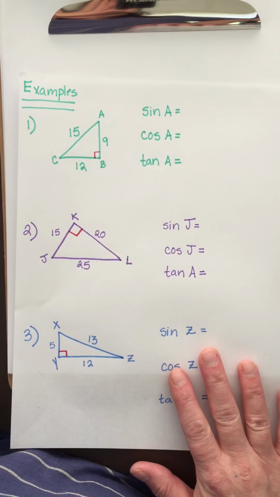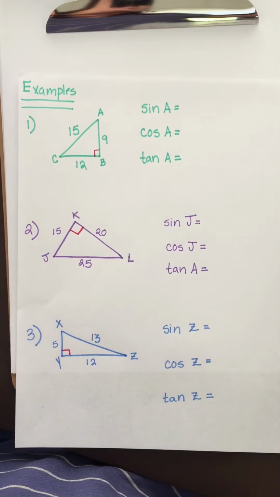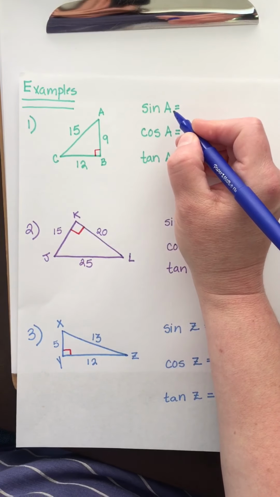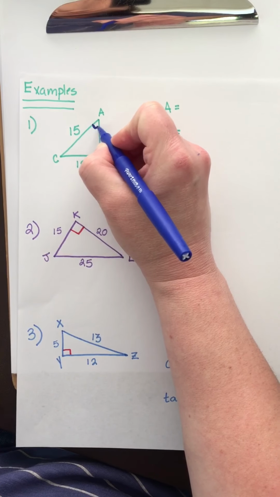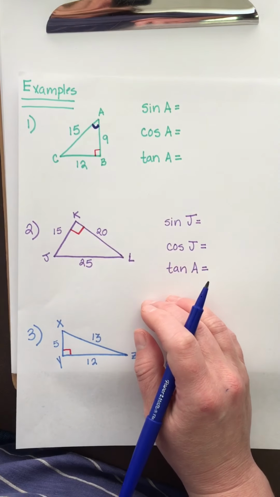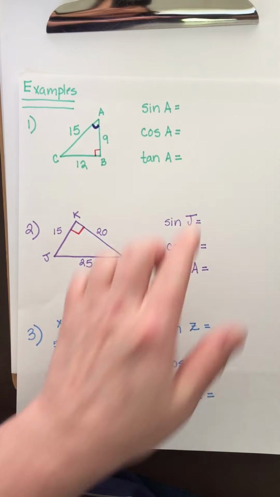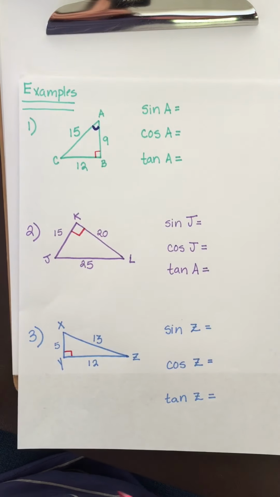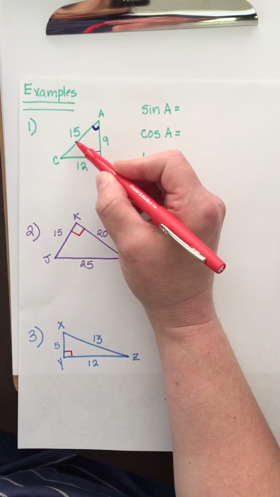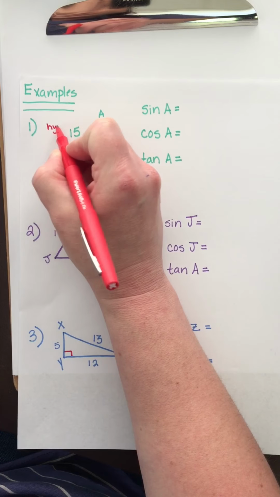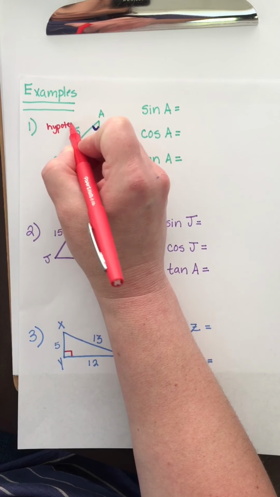Let's do an example. For the first one, we have this triangle, and it wants us to focus on angle A. So I'm going to come up here and put a little arc mark at angle A. Now I'm going to label the sides of this triangle so it'll make this part easier. So the hypotenuse is the side opposite the right angle. So I know that this 15 is the length of the hypotenuse.